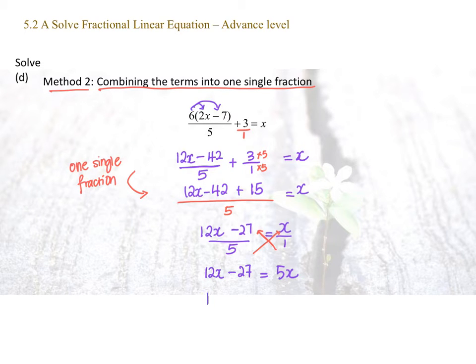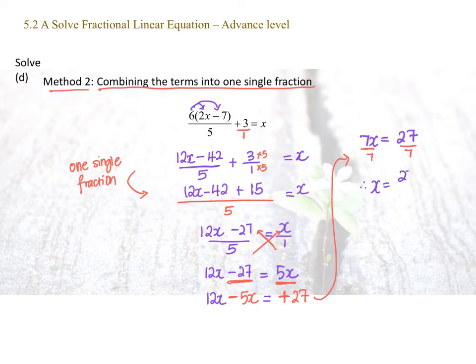And now we're going to rearrange the terms, group the like terms together. So 5x comes over, it becomes negative 5x equals, on the other side, we will have negative 27 to migrate over, it becomes positive 27. Simplifying our equations, we will have 7x equals 27. 7 units of x is equal to 27. How much is 1 unit? Therefore, x equals 27 over 7.